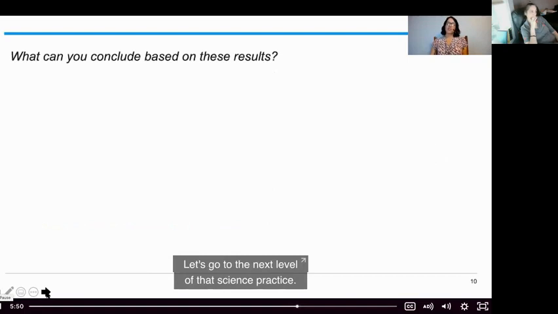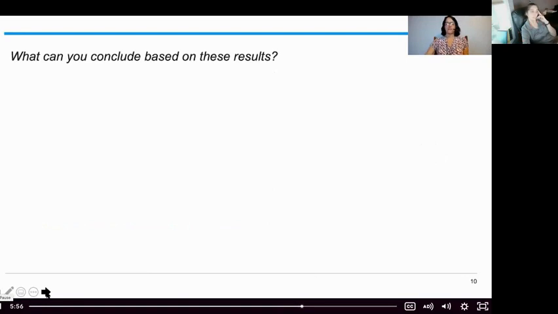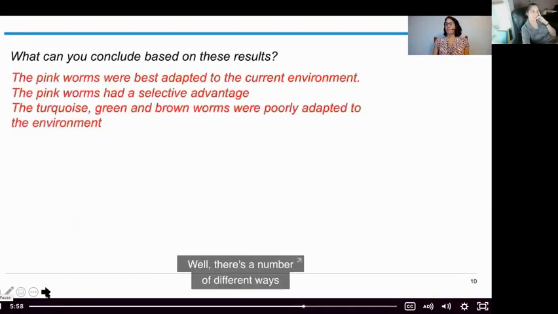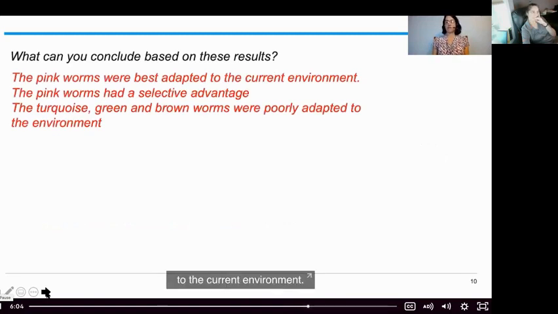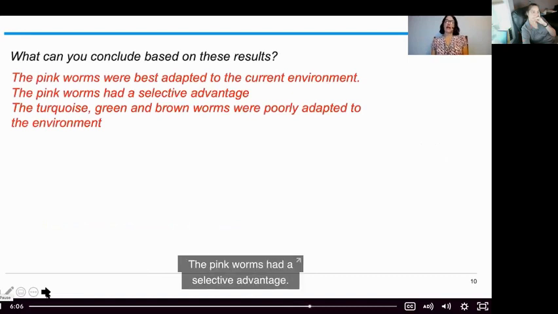Let's go to the next level of that science practice. What can you conclude based on these results? Well, there's a number of different ways I could express this. I could say that the pink worms were best adapted to the current environment. The pink worms had a selective advantage, or again, the opposite of that. The turquoise, green, and brown worms were poorly adapted to the environment.